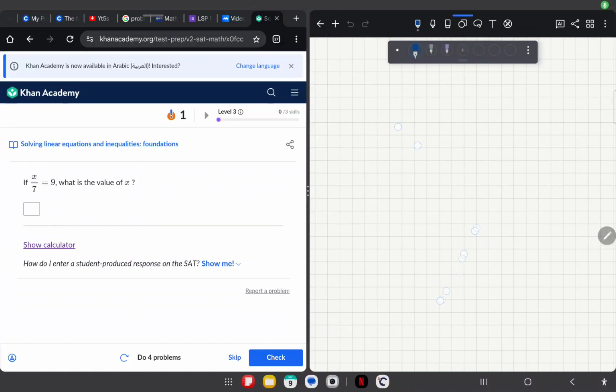Good morning, students. So we're going to go for Unit 2, Lesson 1. This is Unit 2, Lesson 1 of SAT solving session.